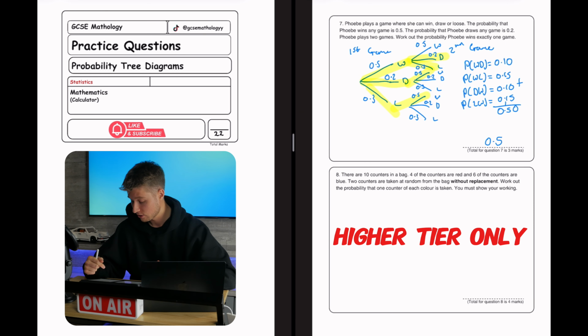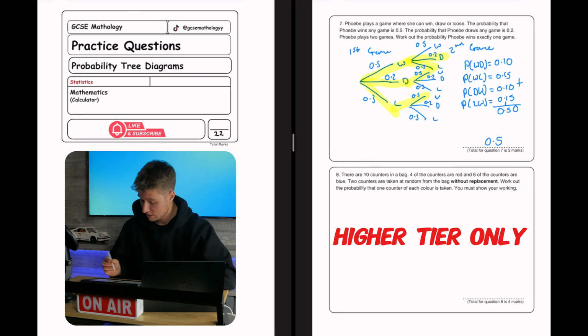So all of the questions up to this stage have been mutually exclusive events, where the 2 events that are given in the question are independent of each other. And this is covered in foundation and higher tier, whereas this final question is conditional probability. So this is only covered in the higher tier papers.